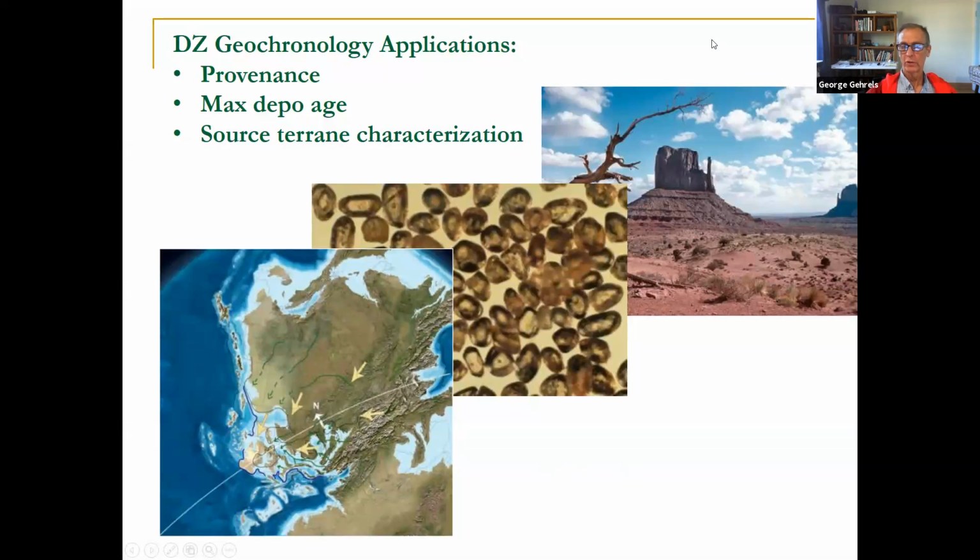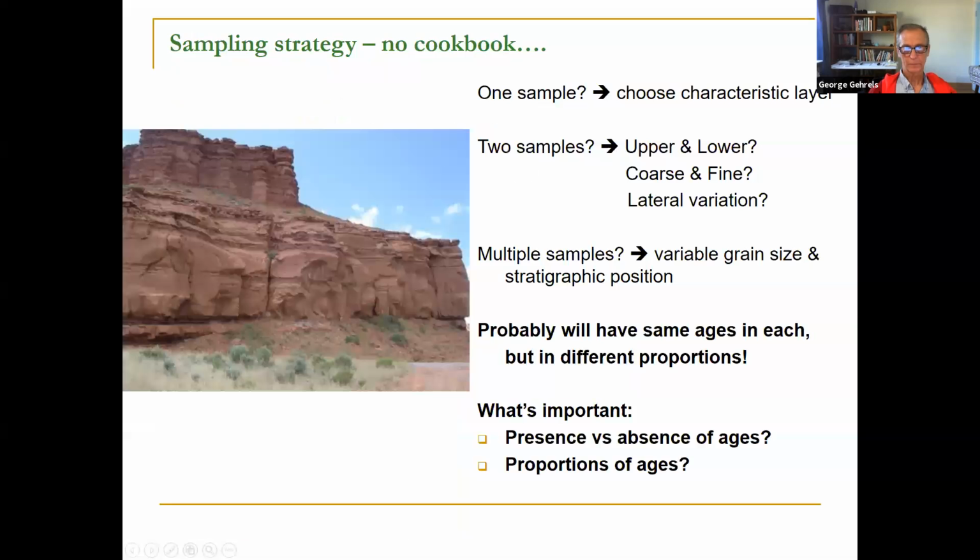So in all of these methods, this is kind of what you do. You go off to the field. This is the great part for geologists, right? To go collect a sandstone, maybe the Navajo sandstone, extract out the zircon crystals. That's the time-consuming, difficult part. And then the fun part, which we'll talk about now, about provenance and source terrain characterization and depositional age.